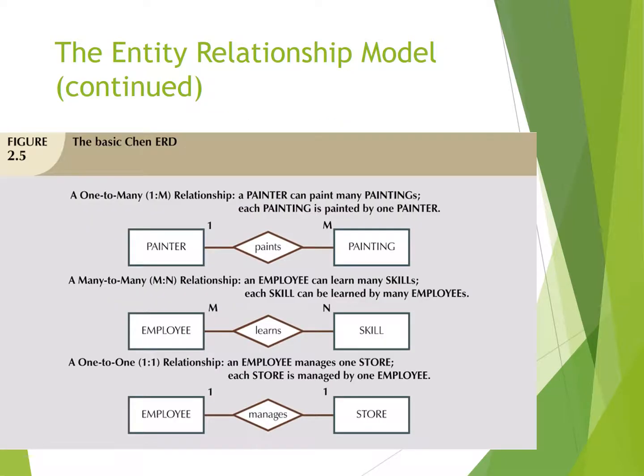This lends itself very well to graphic depictions. Here it's showing a painter paints many different paintings. So there's a verb context here that's not present in any other data modeling that we've covered till now. An employee learns many skills. An employee manages a store. So you get the context. This is more like a natural language depiction, but it all reverberates back into the data model itself.